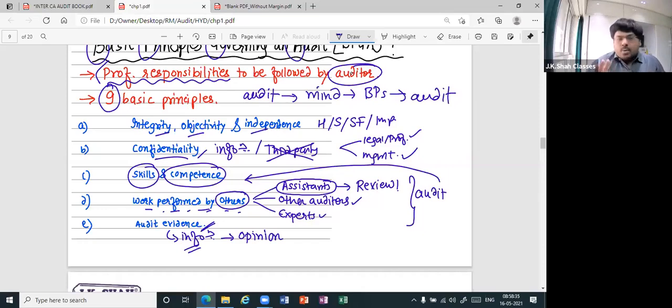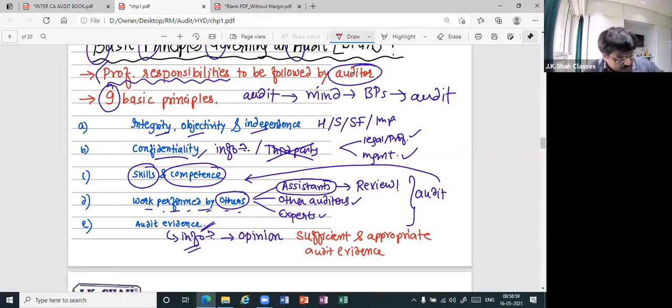Now, I don't want just any audit evidence. I want which type of audit evidence? Hear carefully. Sufficient and appropriate audit evidence. Sufficient and appropriate audit evidence. This in short, I will tell as SAE. What is SAE? Sufficient and appropriate audit evidence. Now, this is a very important phrase of auditing. Sufficient, appropriate audit evidence. You have to remember it. SAE. Now, what do you mean by sufficient?